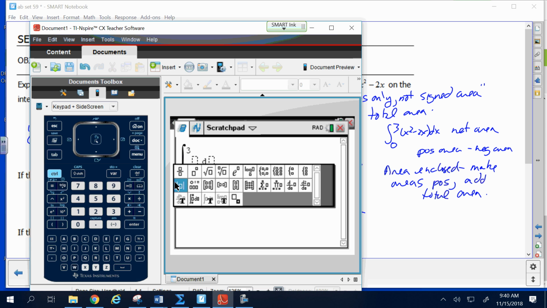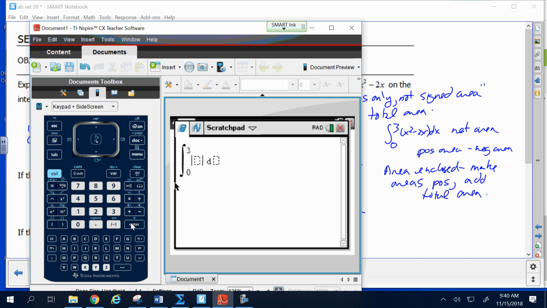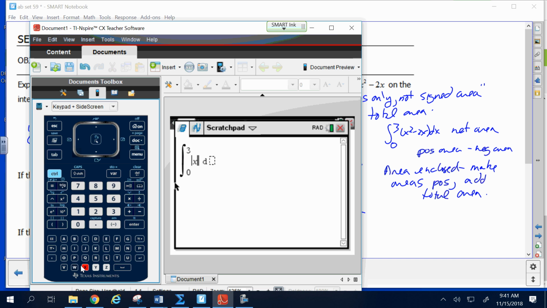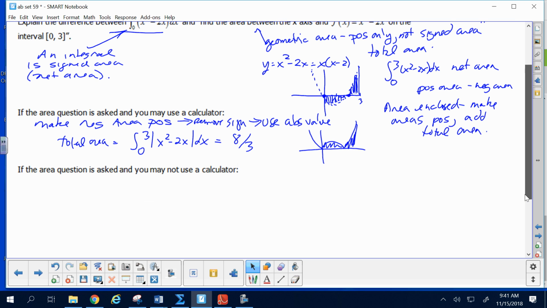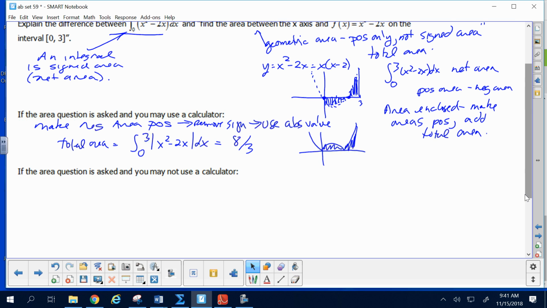Okay, so x squared minus 2x, I believe the function was. You do have to say what you're integrating with respect to. And you got 2 2/3, or 8/3, yeah? Okay, easy enough. This is 8/3. Now, if you were going to do this without your calculator, then, as you might expect, it's a little more work, all right?